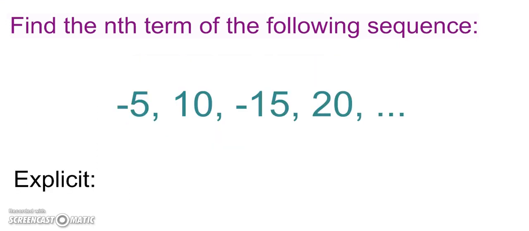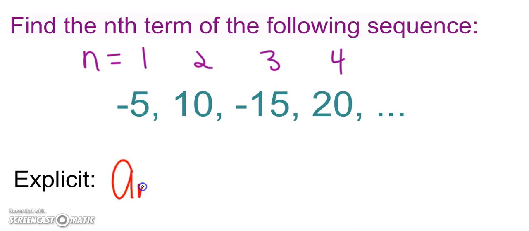Alright, find the nth term of this sequence. So we again want to start with n. 1, 2, 3, 4. Alright, well, what's happening here? How does 1 relate to negative 5, how does 2 relate to 10, 3 to negative 15, 4 to 20? This one we talked about a strategy at the beginning. We've got a negative sign, then a positive sign, then a negative sign, then a positive sign.